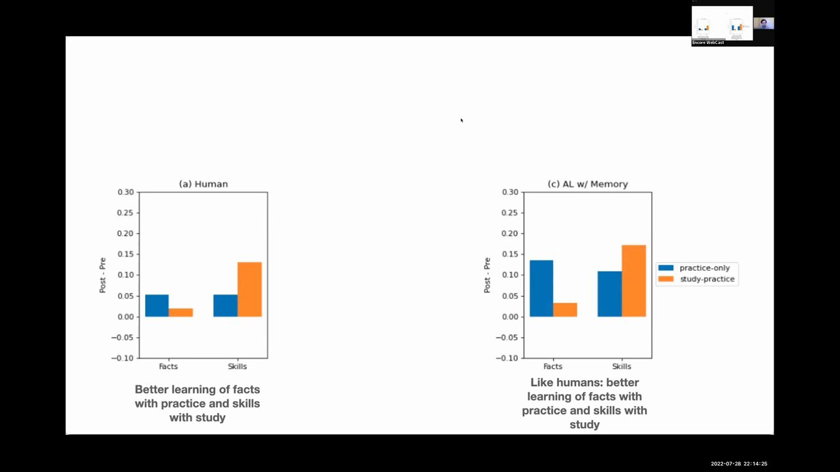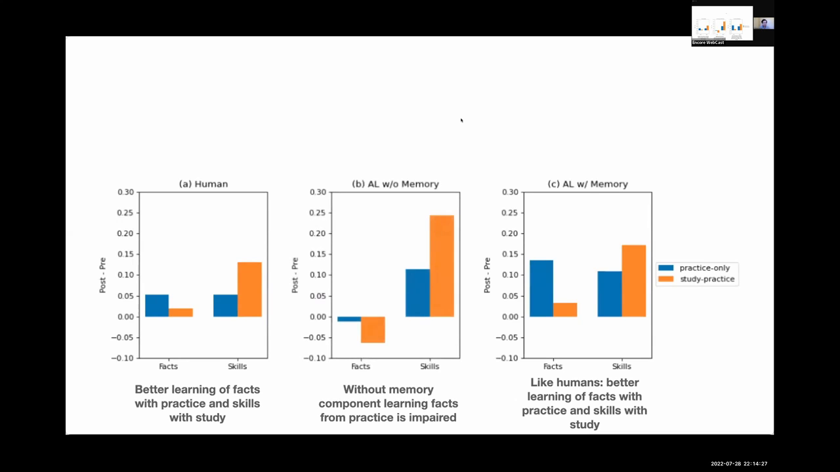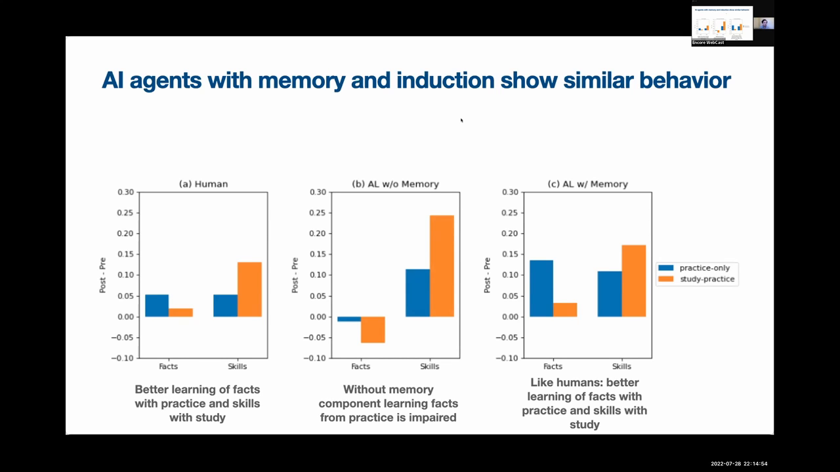As a further test, I ablated one part of the model of the agents by removing the memory components. And as you can see in this graph in the middle, it destroyed the learner's ability to learn facts, especially when using practice only. Ablating the induction and attentional selectivity processes has the opposite effect. It's not presented here, but it impairs learning skills from examples. So overall, these modeling results suggest that the mechanism I propose is computationally plausible and likely to yield the learning behavior we see in humans.